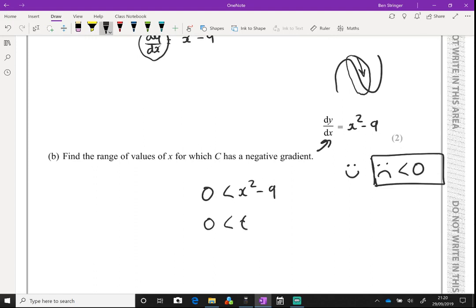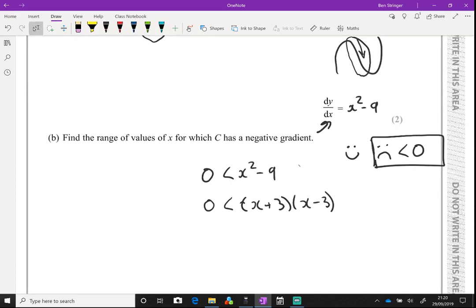Difference of 2 squares. Alternatively, remember you're solving a quadratic, that's x squared plus 0x minus 9. Two things: what times to make minus 9 but adds to make 0? Plus 3 and minus 3. If you didn't spot it, it's a difference of 2 squares problem. So you want all of the range of values which are bigger than 0 here.